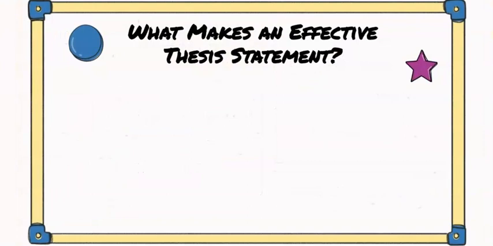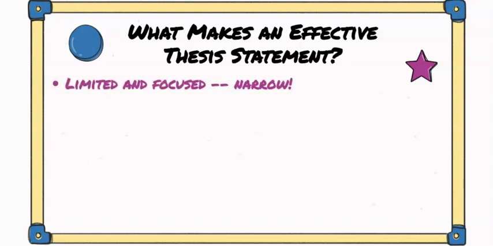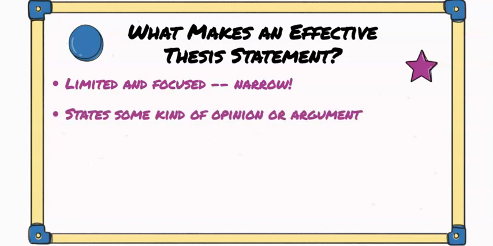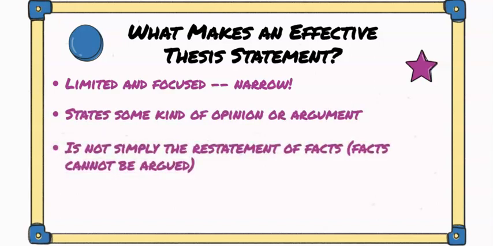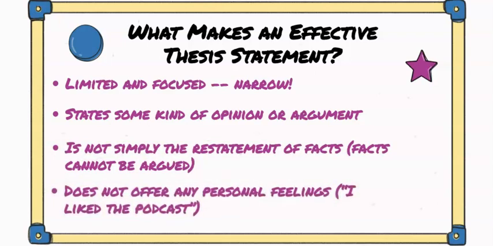So, let's come back to our essential question. What makes an effective thesis statement? Make sure that it is narrowed down and not too big of a concept. It should have your opinion, position, or argument. It can't just be a restatement of facts because facts cannot be argued and are sometimes obvious. Also, do not offer personal feelings. For example, stating, "I liked the podcast." Try to stay away from using first-person pronouns in your essays, like I, me, or my, and that's it. You should know now how to spot and write effective thesis statements.